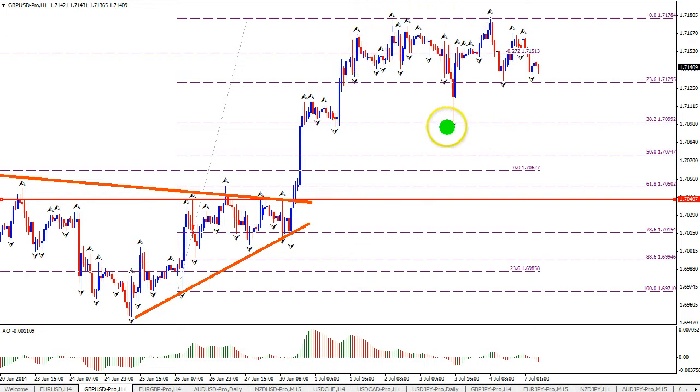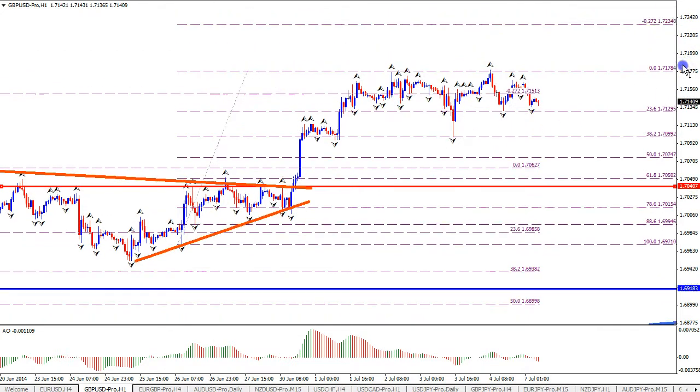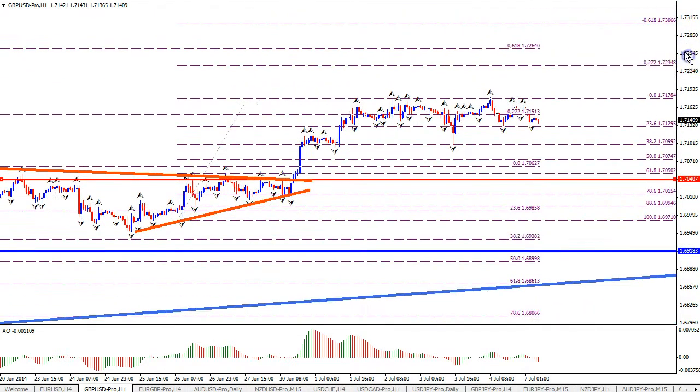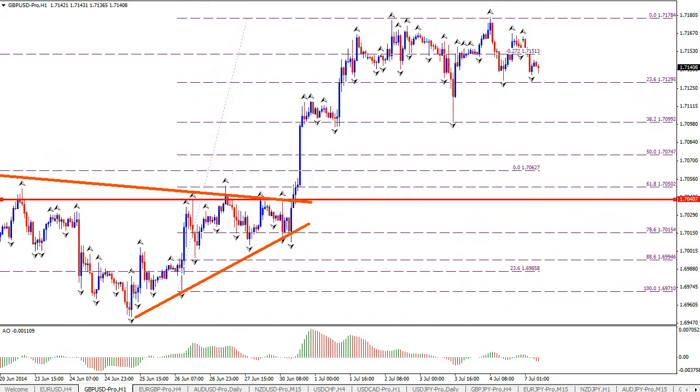We already had a 38.2 fib bounce, in fact. So the target of that could be the 172.30 or the 173 at the minus 272, minus 618 targets there. So this looks like a typical wave 4 consolidation for a break to the upside on the pound dollar.